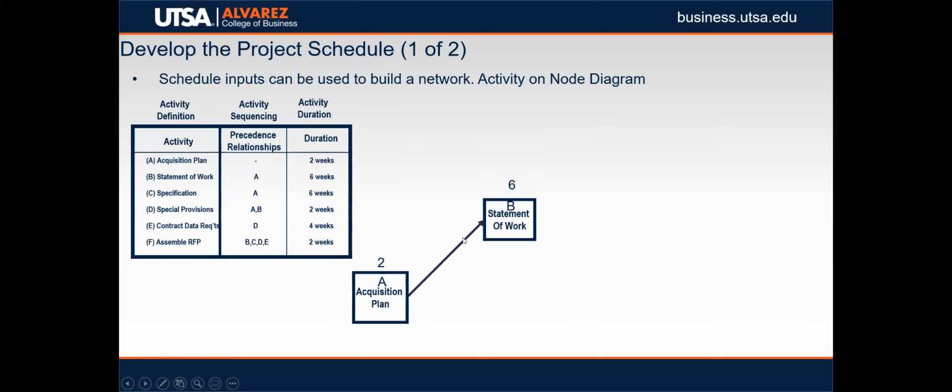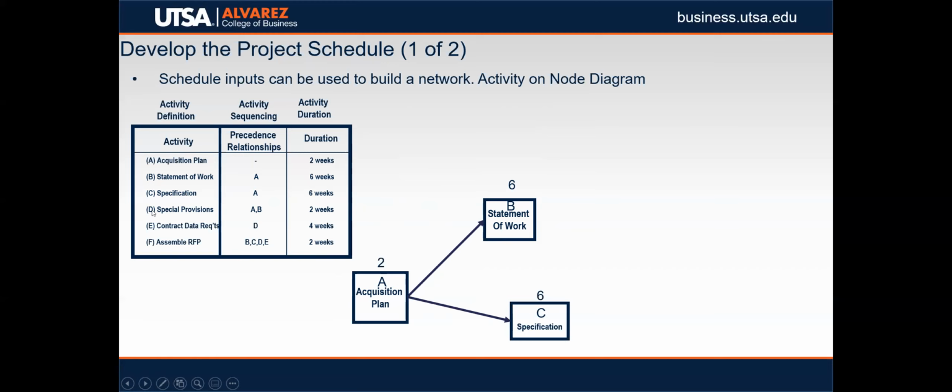So we basically draw an arrow. This is also called activity on node, where your activity is inside of a node. We label it with B, a 6-week duration. Predecessor, just like it says here, is A. A must be finished before B can start. Then we go to our next one, C, specifications. It also has a predecessor of A with a 6-week duration. So we'll do the same thing here. We'll mark it as C, specification, 6 weeks long.